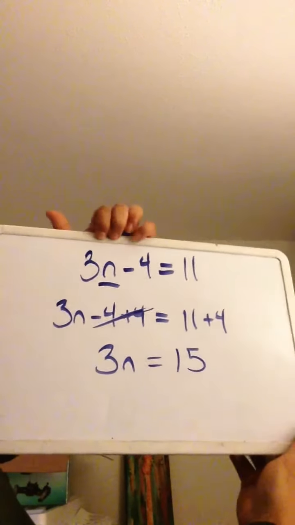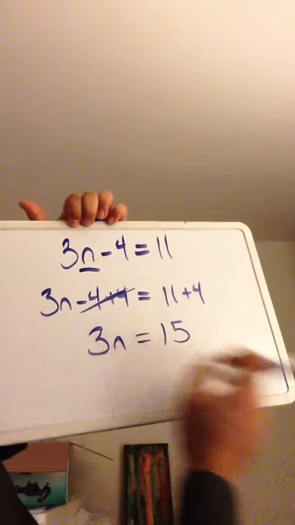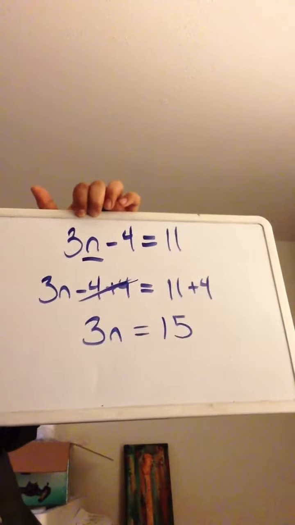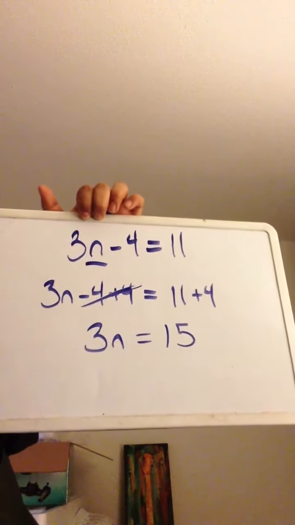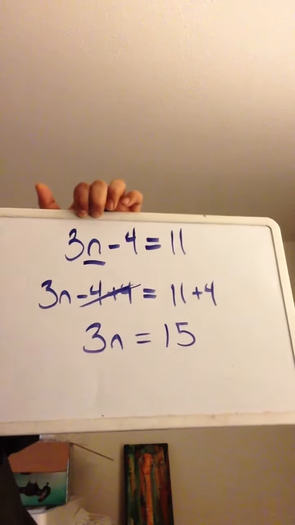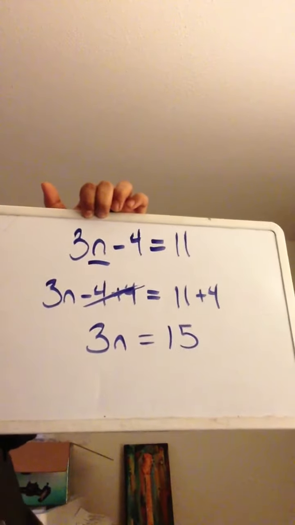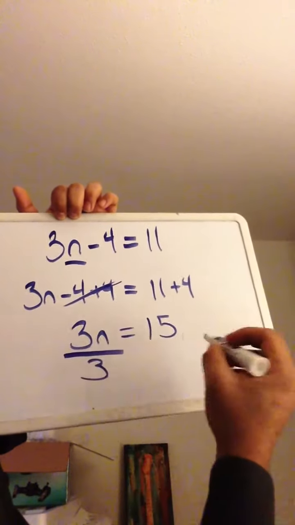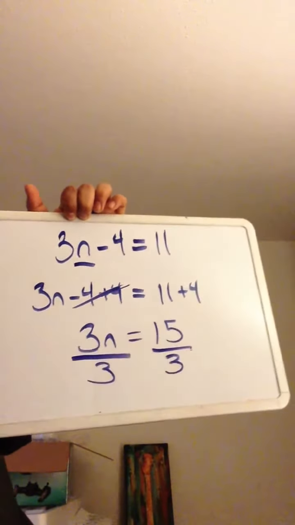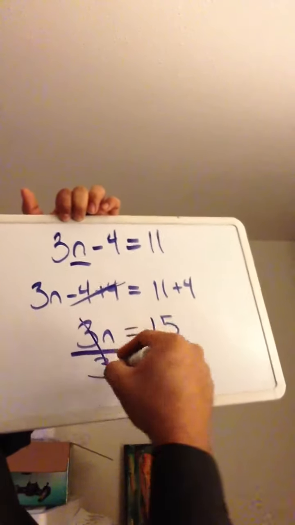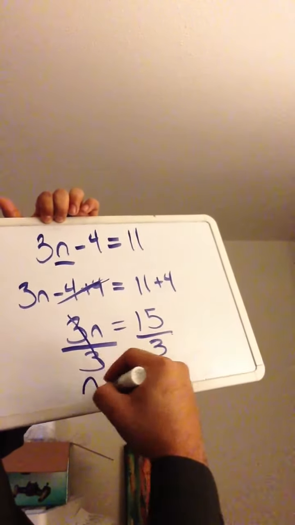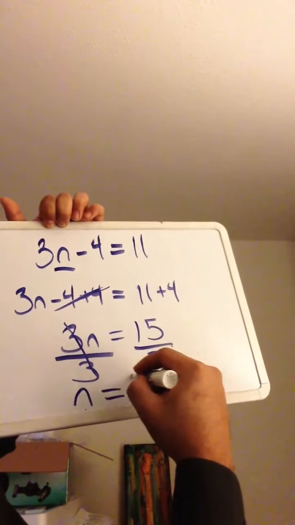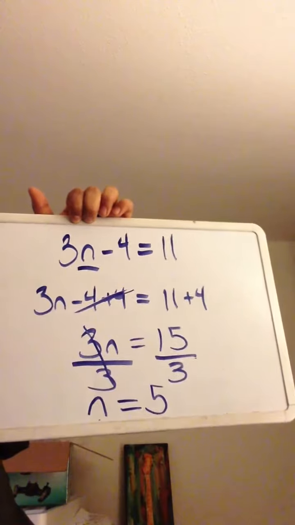So this is 3 times n. To isolate n, we have to get rid of this 3 somehow. Well, the division rule of equality says that if you divide both sides of an equation by the same number, it remains true. If I'm trying to get rid of this 3, by dividing by 3, I should be able to get rid of it. My 3's cancel. I'm left with n equals 15 divided by 3, which is 5. That's why it's called a two-step equation.